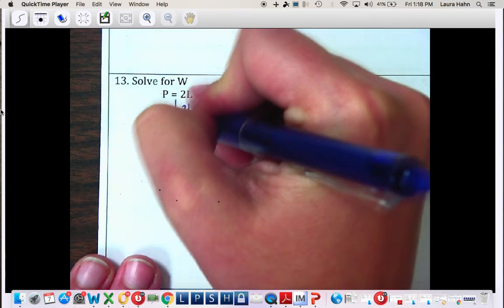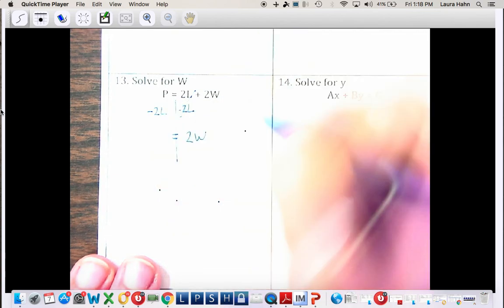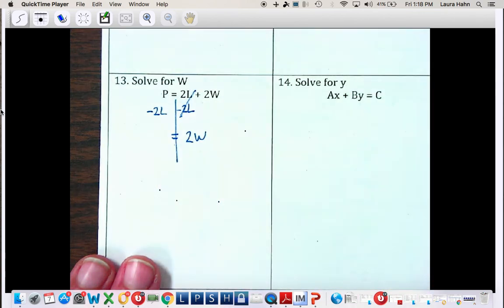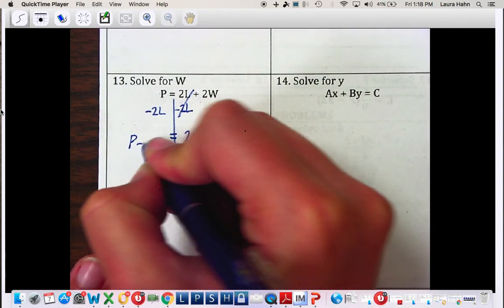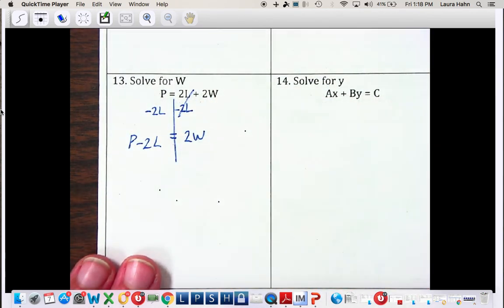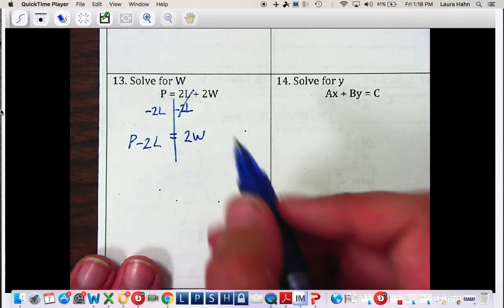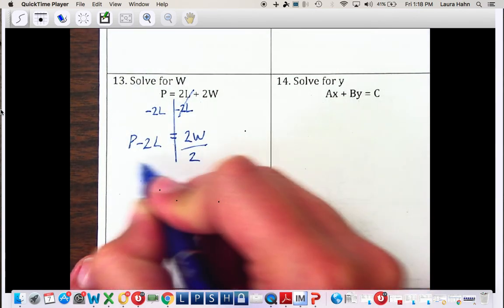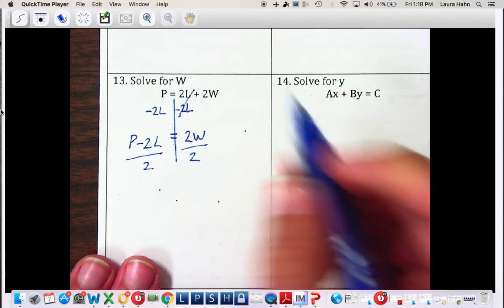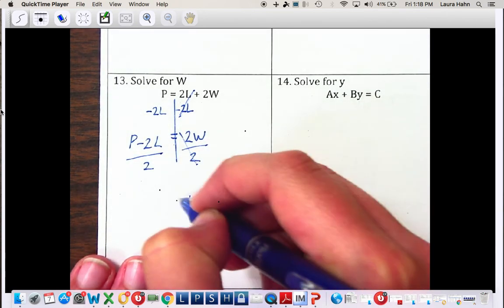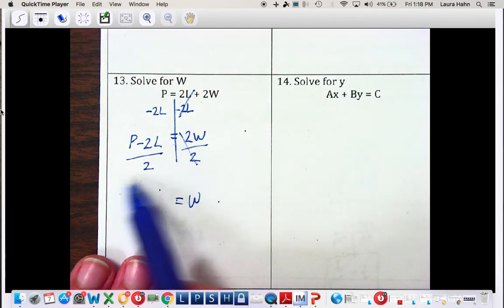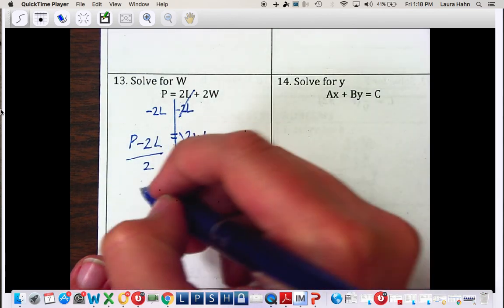These 2 L's cancel, so my 2W drops down. P minus 2L, I'm just going to write long ways. All right, W is almost by itself. Let's get rid of that 2. It's touching, which means multiply, so the opposite is divide. My 2's cancel, so W falls down all by itself. There's nothing I can simplify on this other side, so everything's going to drop.